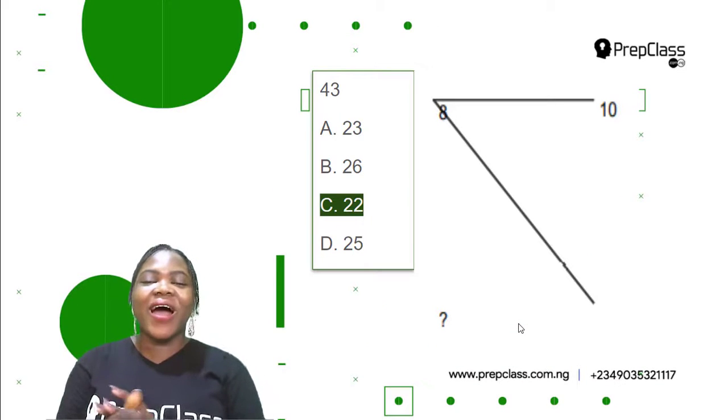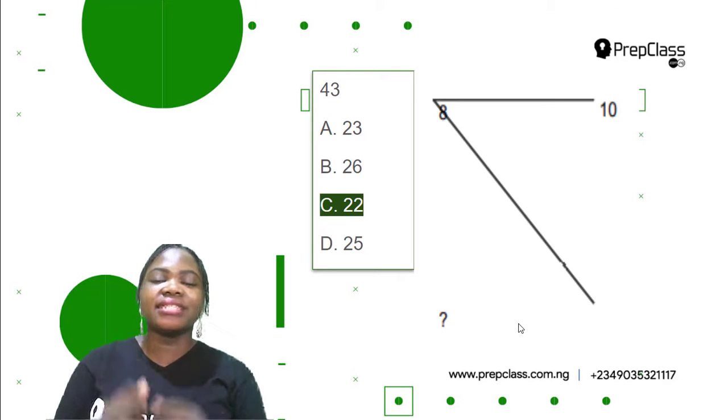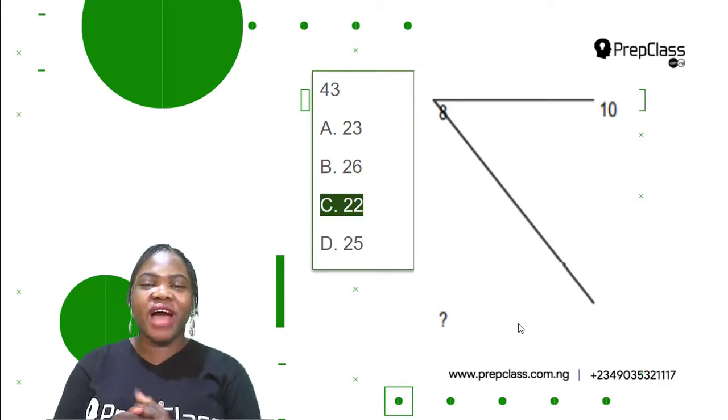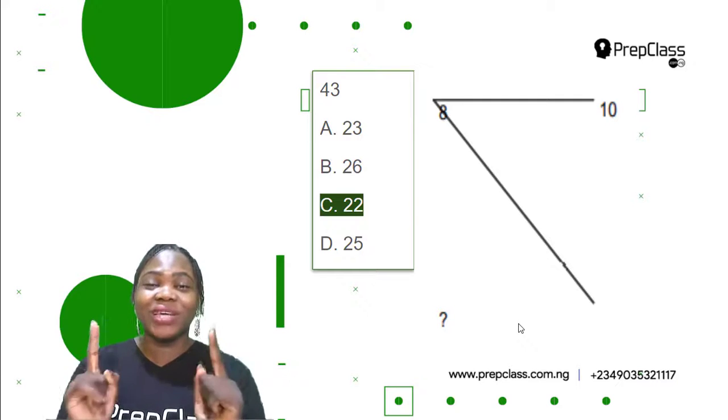This is so fun. All right, so which of the options is correct? A is 23, B is 26, C is 22, D is 25. So the correct option is C, 22.